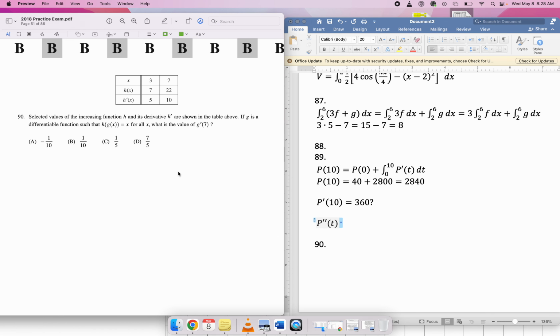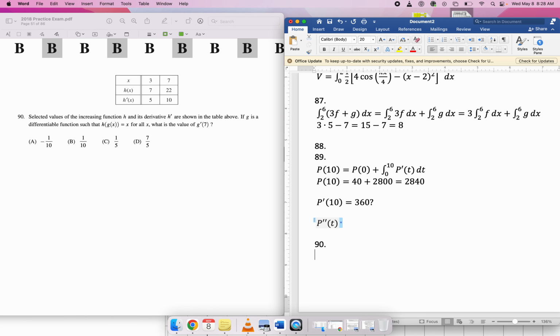Selected values of the increasing function h and its derivative h prime are shown in the table above. If g is a differentiable function such that h of g of x equals x, what is the value of g prime of 7? This is one of these problems where g and h are inverse functions. Yeah, these often come up. There's often one of these on the exam. If every time I've explained this thing, it's completely flown over your head, you should just skip it. Don't waste your time, all right?